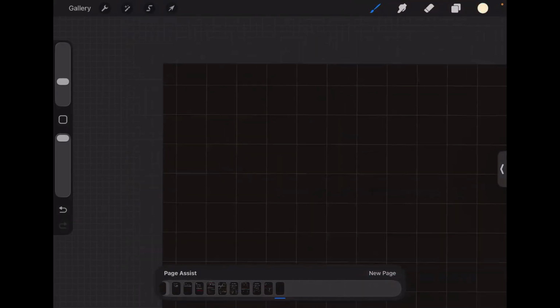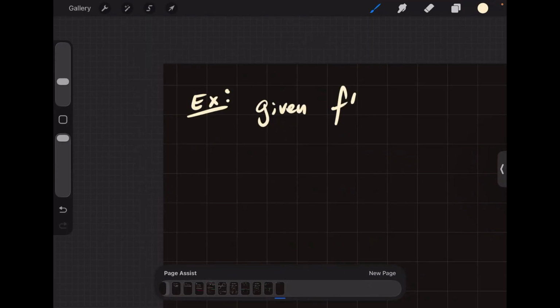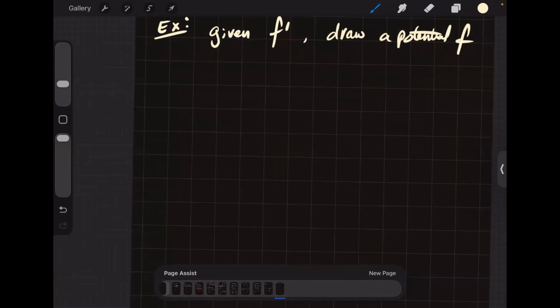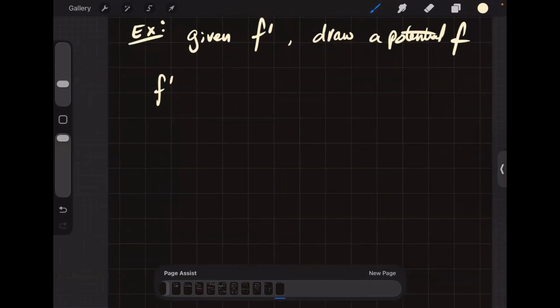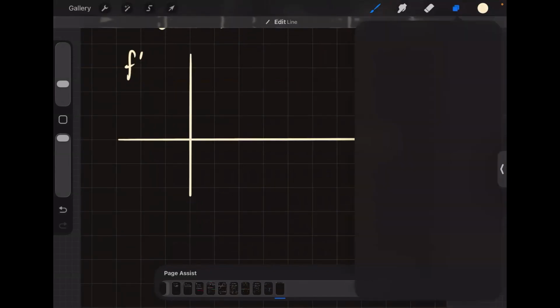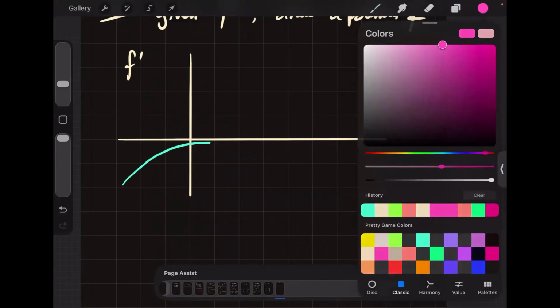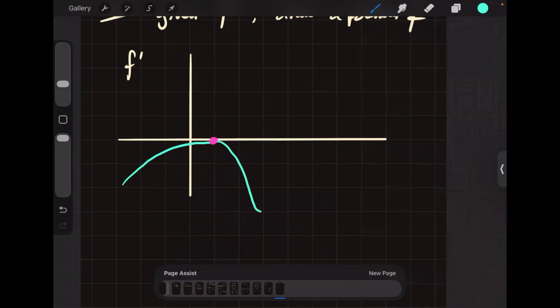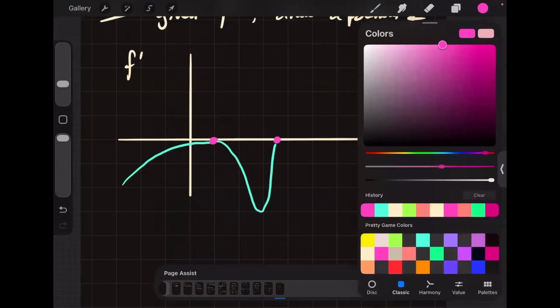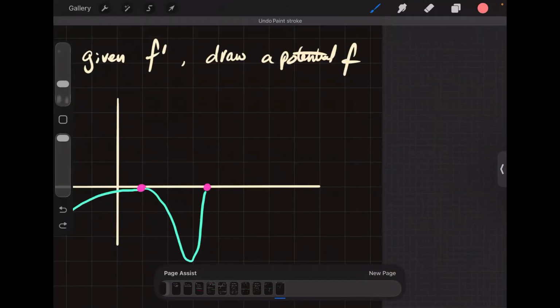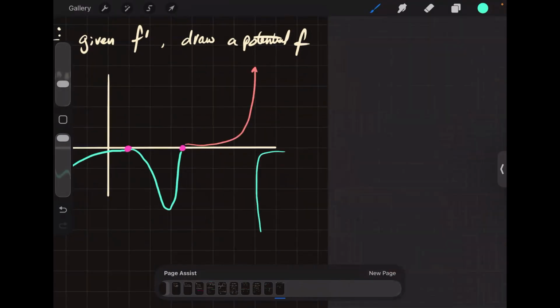Okay, so now let's do an example of: given f prime, draw a potential f. Very easy. Ready? I'm going to use the graph, because if you can do the graph, you can do the polynomial too. So let's say f prime looks a little bit like this, and then it hits 0, and then it comes under, and then it hits 0, and then it goes up, and then it goes down. Oh no, it goes up, and oh my goodness, there's an asymptote. And then all of a sudden it comes back down like that.